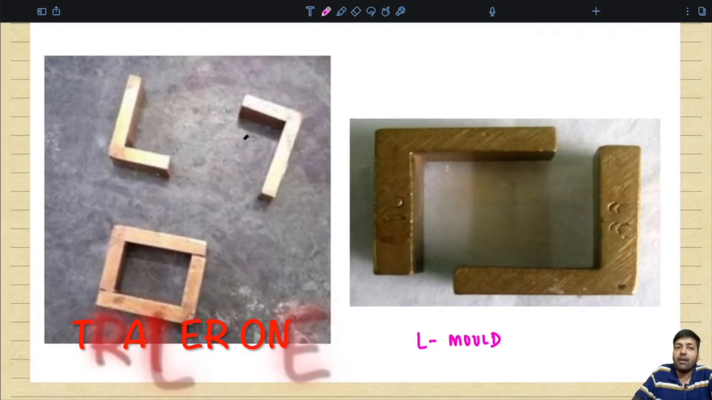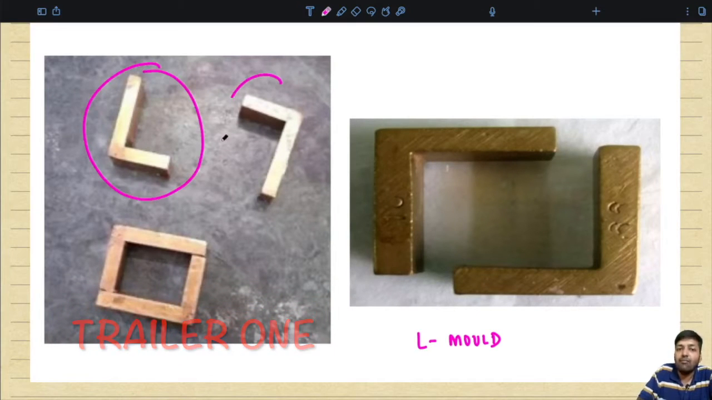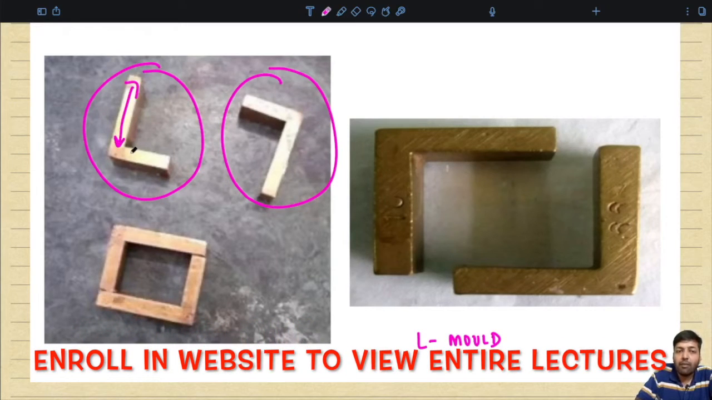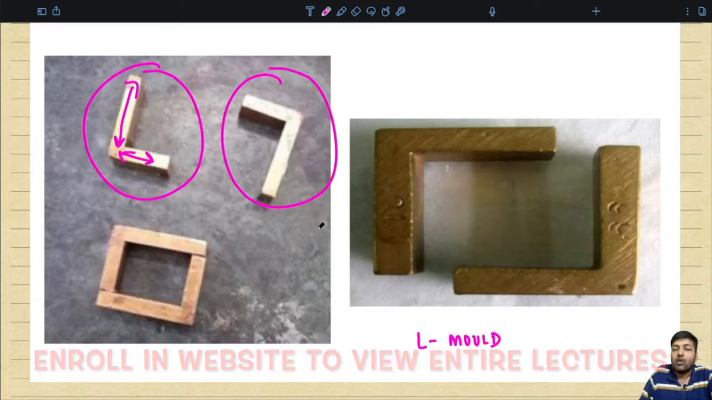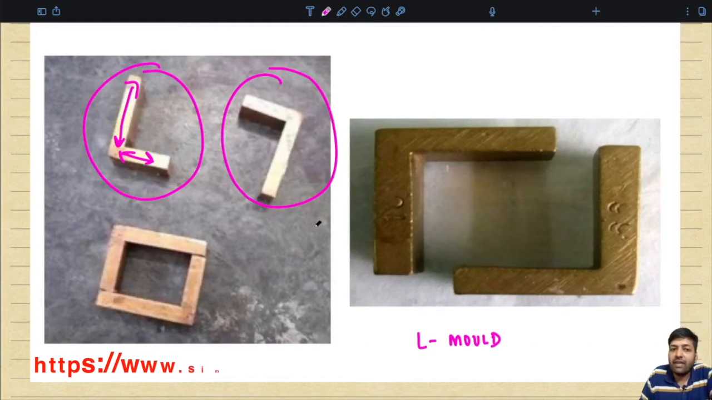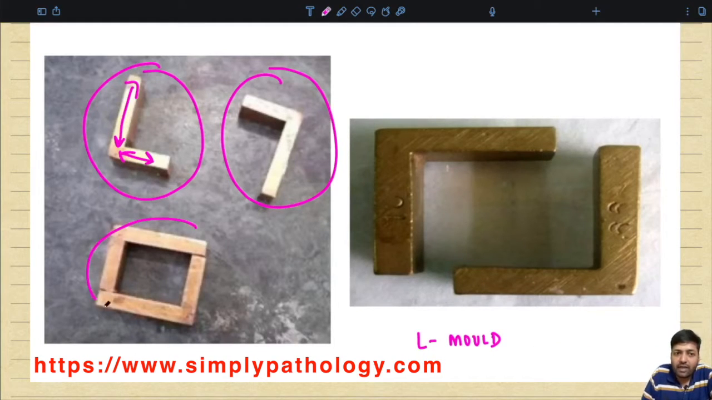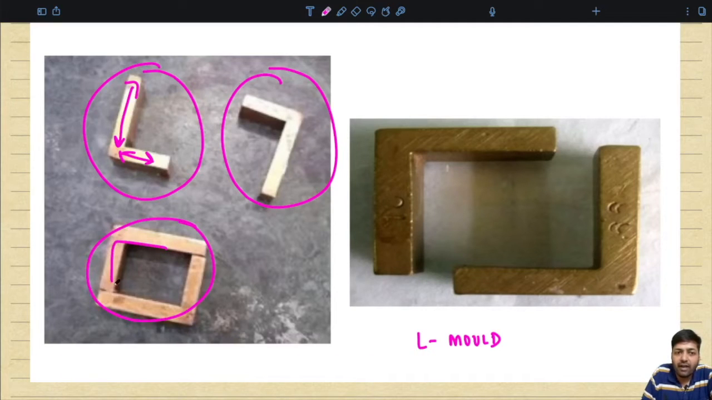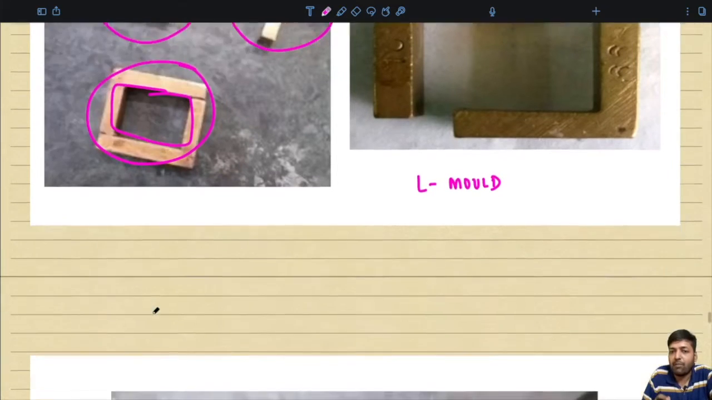So here what you can appreciate is the L mold. One arm is longer compared to the other arm. So how are we giving a shape? As you can appreciate, in this way a mold is created, and a rectangular shape can be given like this. Depending on that, we can adjust and give a particular size for a particular tissue.